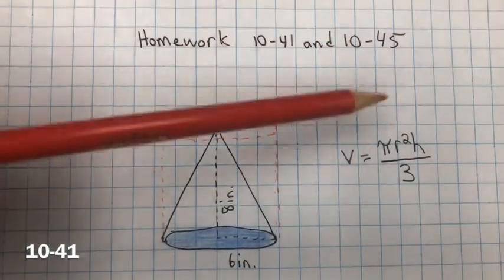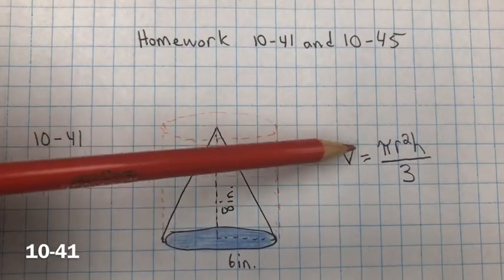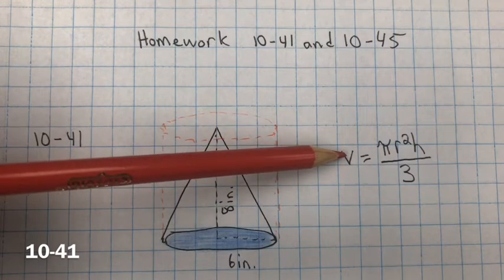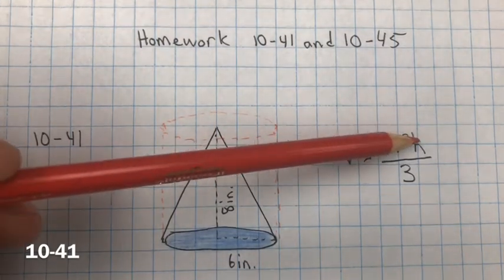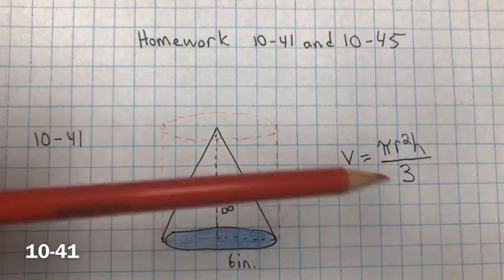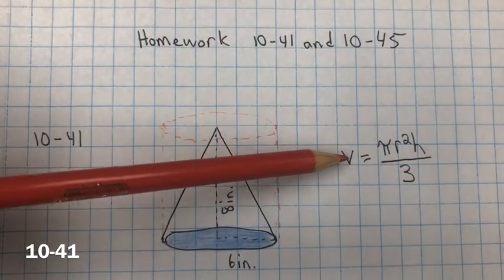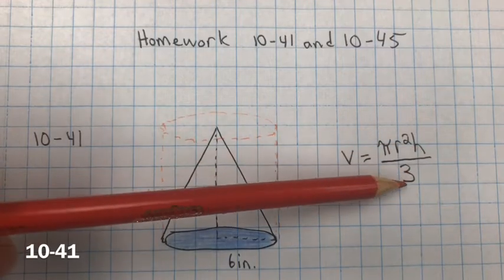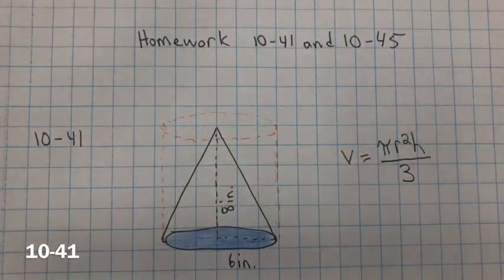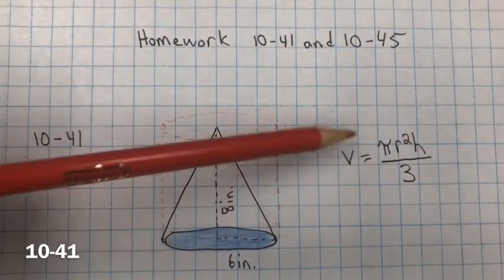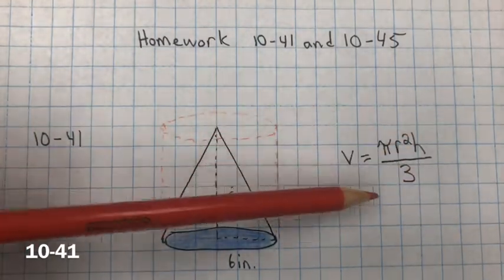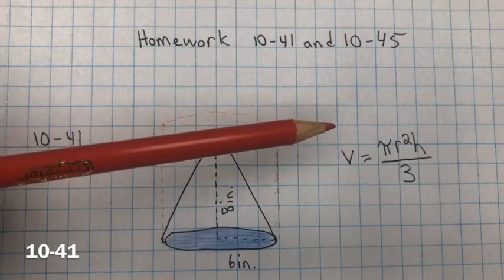Now, one way to remember this, this mnemonic device, is: veggie pies are too hot, so I need to cut it into thirds. So I'll say it again. Veggie pies are too hot, so I need to cut it into thirds. And hopefully that will help you remember the formula for the volume of a cone.